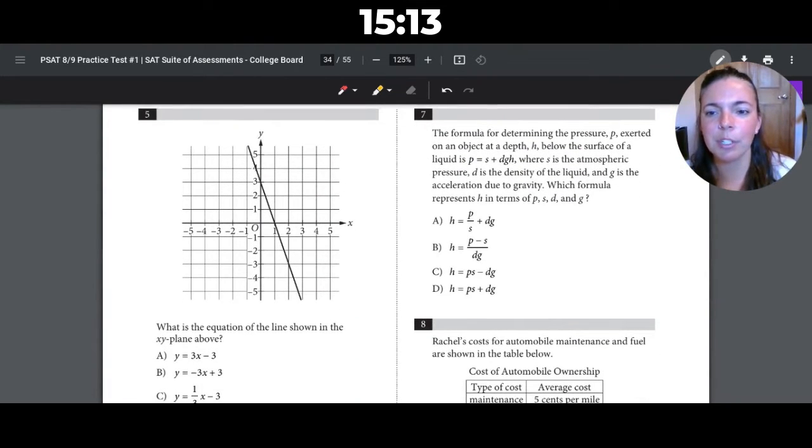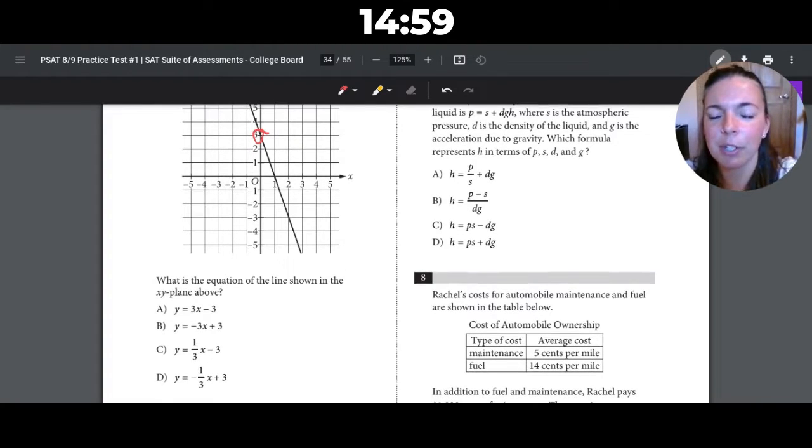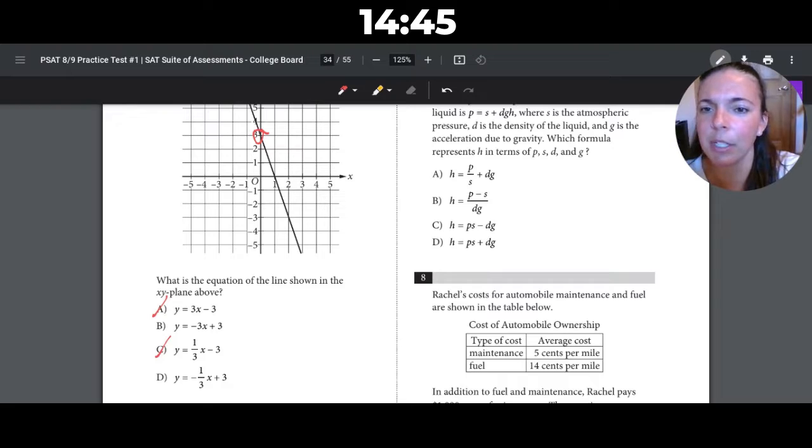Okay, number 5, what is the equation of the line shown in the xy plane above? Okay, so I'm noticing that I have a line, it has a negative slope, and I see my y-intercept here is 3. So negative slope and y-intercept of 3. So A has a positive slope and negative 3 as its y-intercept. B has a negative slope and a positive 3. That looks good. C also has a positive slope and a negative 3. Okay, so it's either B or D.